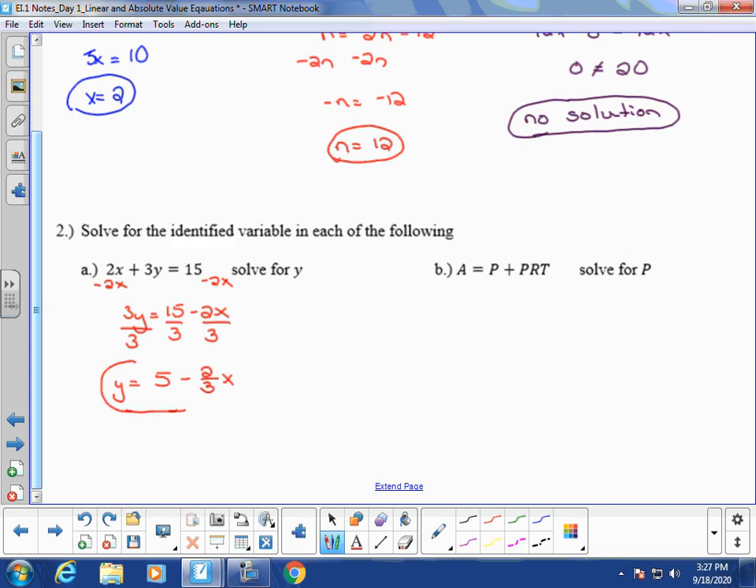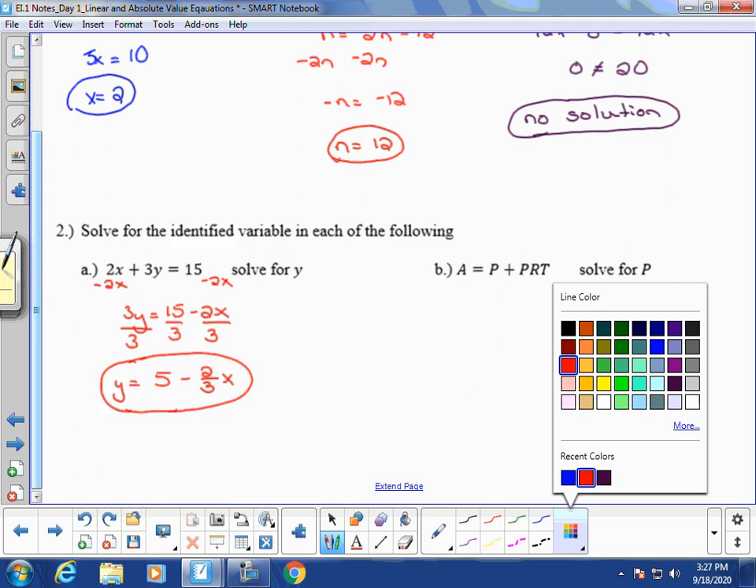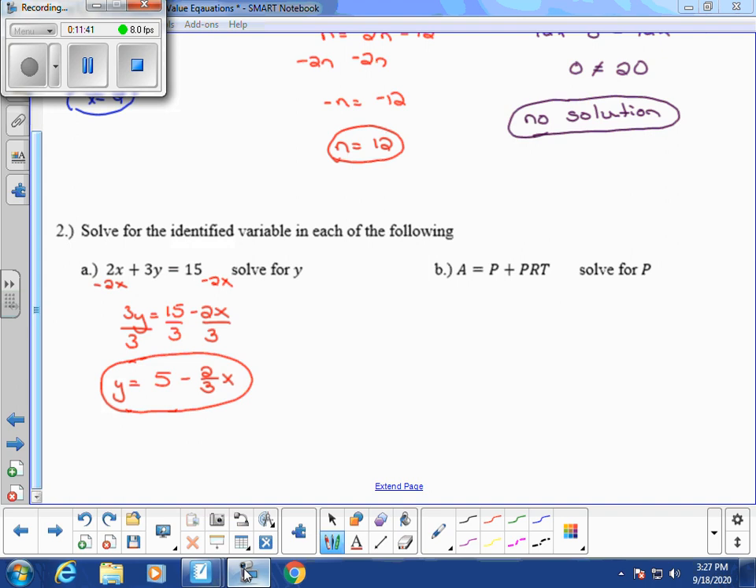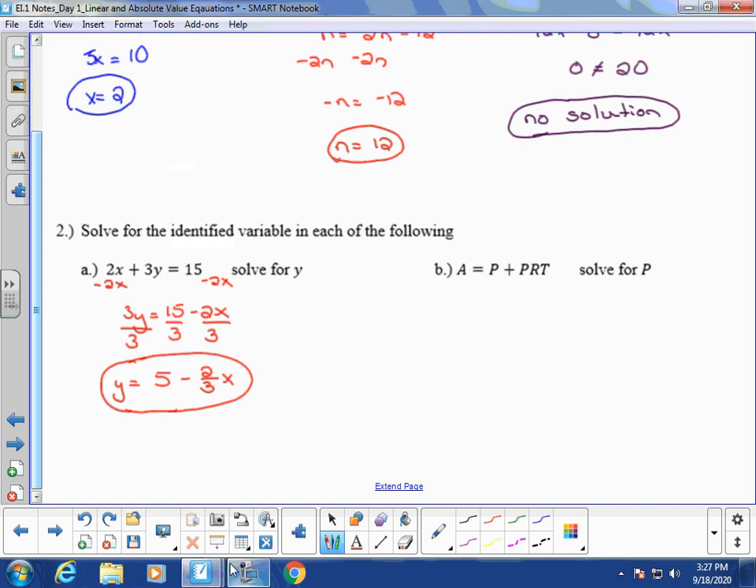So in this instance, we come up with an expression that is equal to y. We do not actually come up with a constant that is equal to y, but we're still solving for the variable by isolating it. Let's go ahead and take a look at B. B is a little bit more complicated, but the same concept still carries forward. So A is equal to P plus PRT, and we want to solve for P. So the first thing that I want to do is make sure that, notice here, there are two kinds of P's.